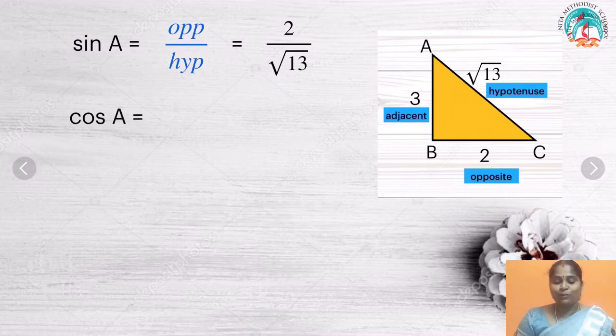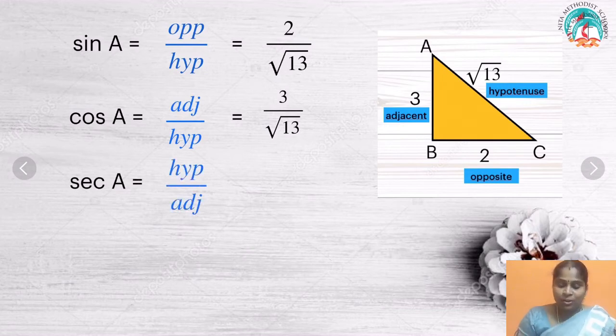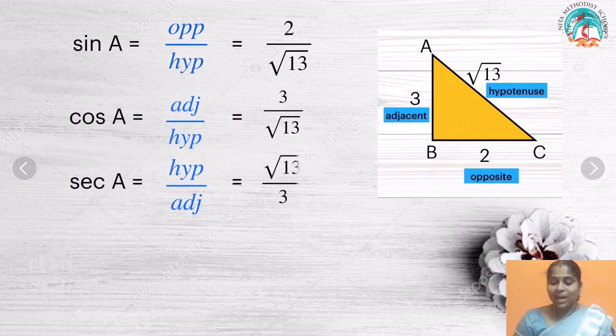Next we are going to find cos A. How to find cos A? Adjacent by hypotenuse. What is the value of adjacent? 3. And what is the value of hypotenuse? Root 13. Next we are going to find secant A. Secant is the reciprocal of cos. So hypotenuse by adjacent. What is the hypotenuse? Root 13 by the value of adjacent, 3.